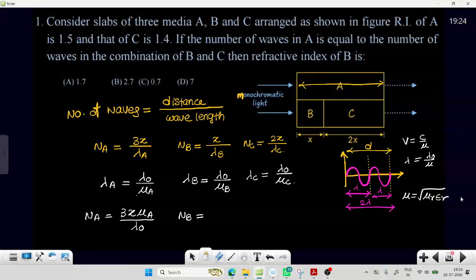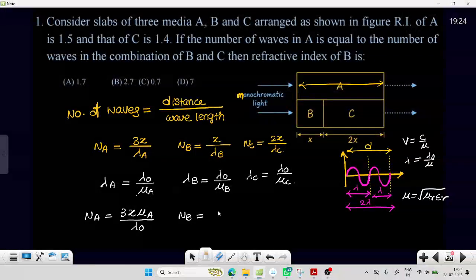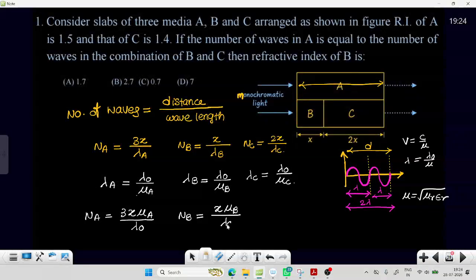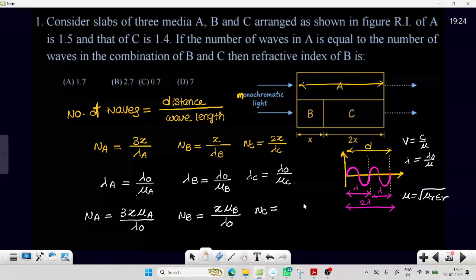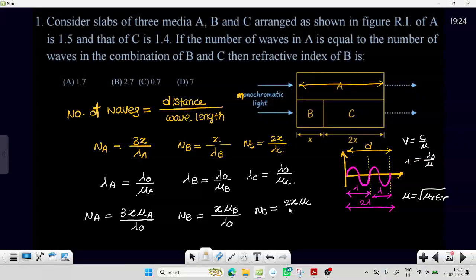What is this NB now here? We can place lambda b in this equation now. So we'll write it as x into mu b by lambda naught. Next NC, tell me. So this is 2x mu naught mu c by lambda naught.